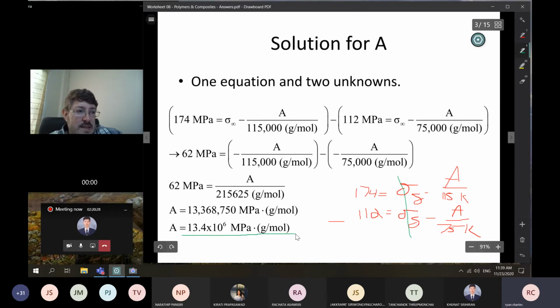13.4 times 10 to the 6th MPa grams per mole. It's a very awkward unit, right? Again, it's like the Hall-Petch equation. There are awkward units here. And if you start deviating, at first, you might make mistakes. And some of you did make mistakes here, which gave you incorrect answers.